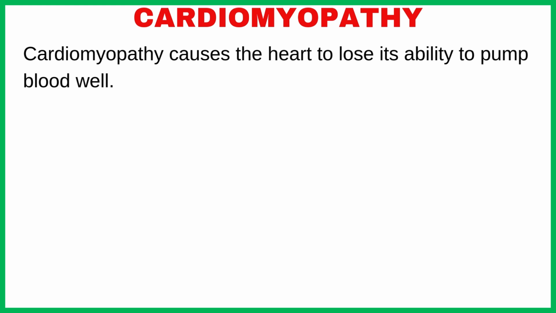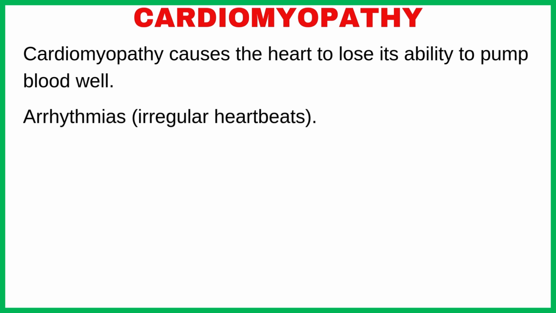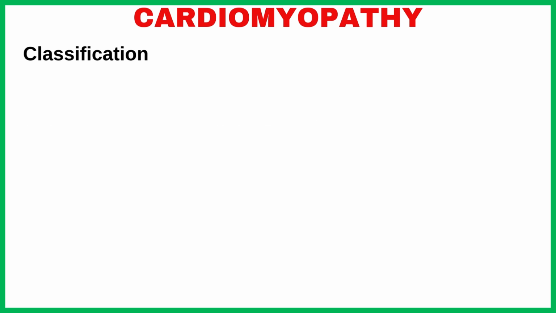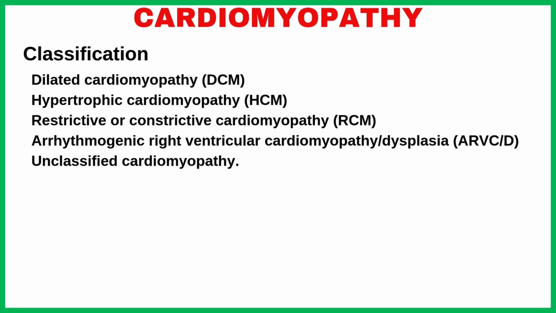In some cases, the heart rhythm also becomes disturbed. This leads to arrhythmias, that is, irregular heartbeats. Cardiomyopathy is classified according to the structural and functional abnormalities of the heart muscle. They are dilated cardiomyopathy, hypertrophic cardiomyopathy, restrictive or constrictive cardiomyopathy, arrhythmogenic right ventricular cardiomyopathy or dysplasia, and unclassified cardiomyopathy.